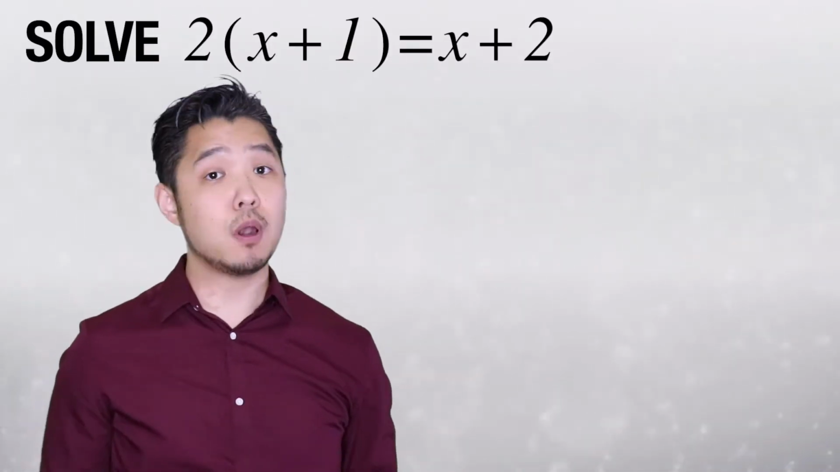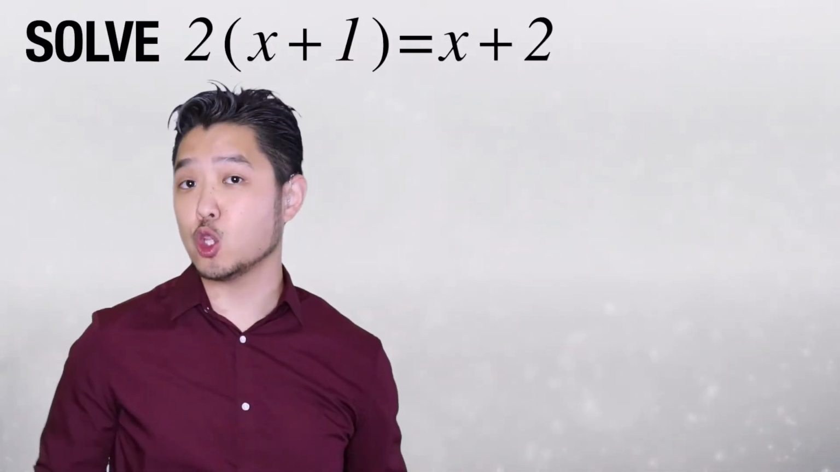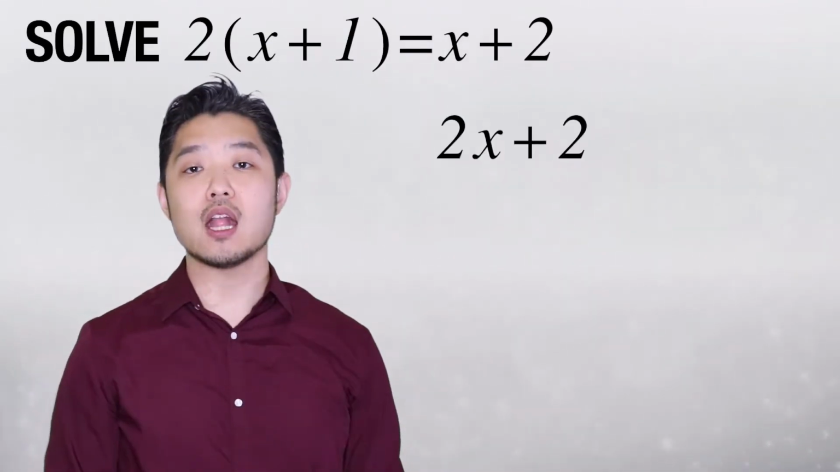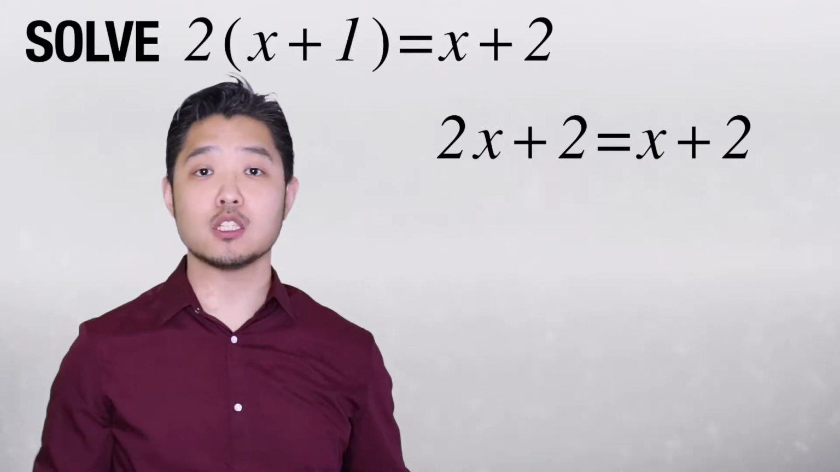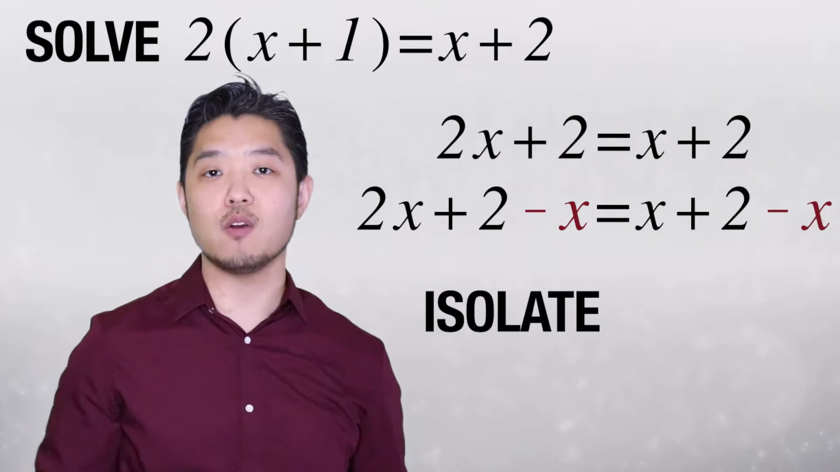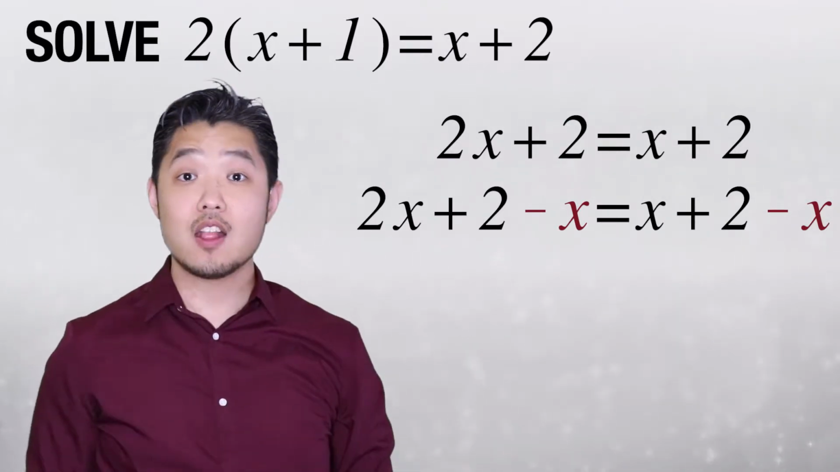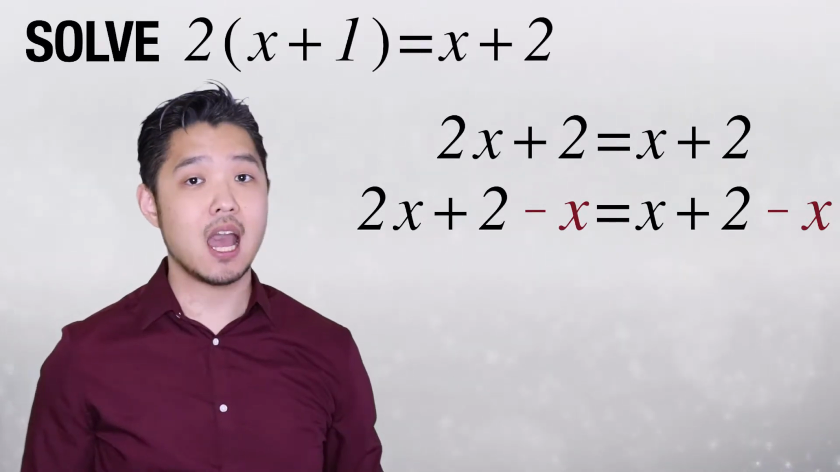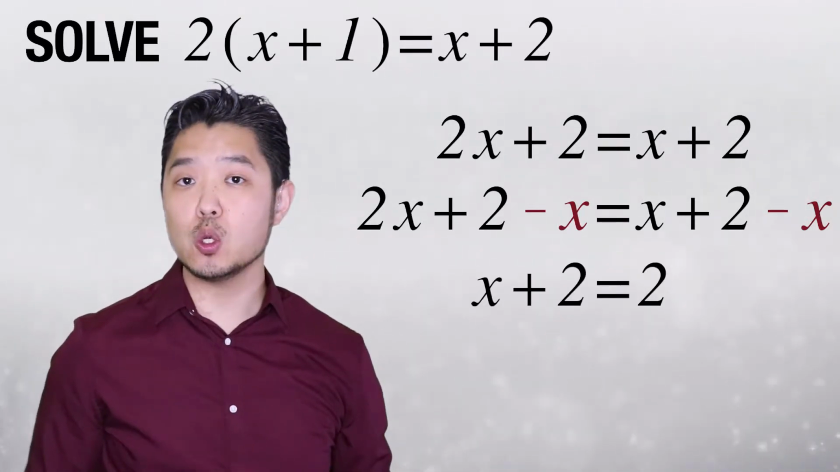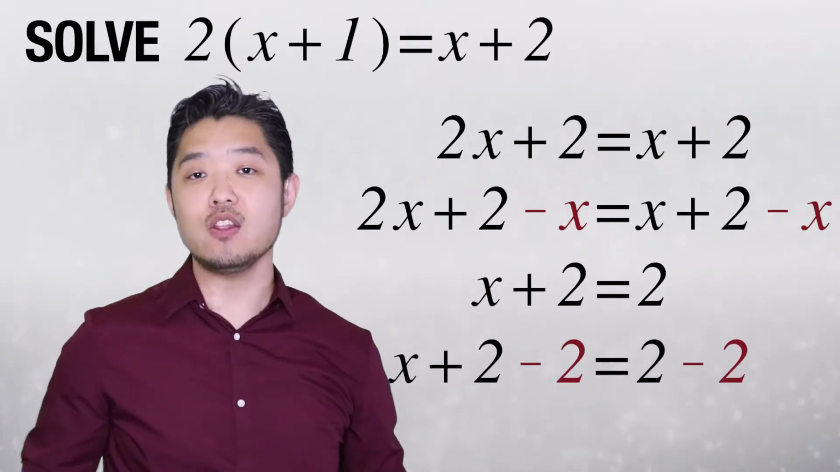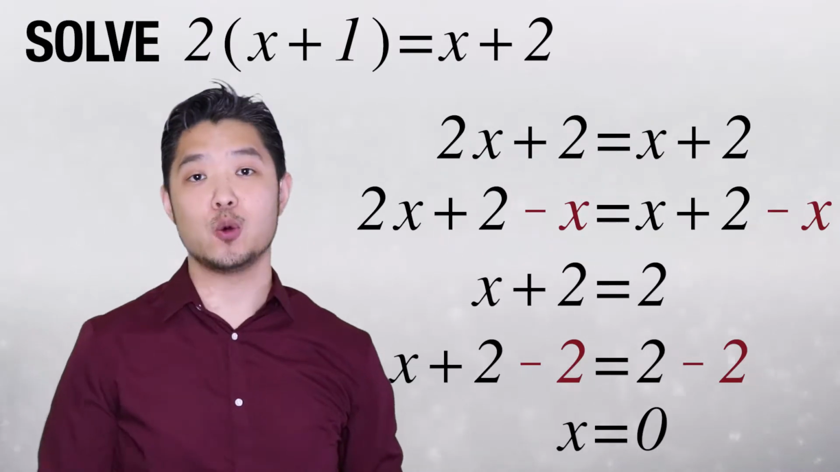Let's try this problem. Solve 2 times (x plus 1) equals x plus 2. First, expand the equation. We get 2x plus 2 equals x plus 2. Subtract both sides by x so that we isolate the variable on one side. The 2x minus x on the left side can be reduced to x. Then we have x plus 2 equals 2. Now subtract both sides by 2. Finally, we get x equals 0.